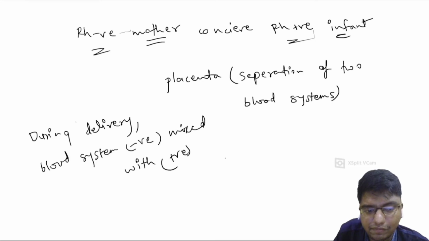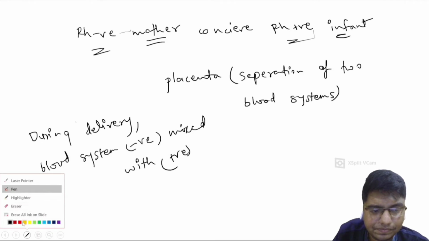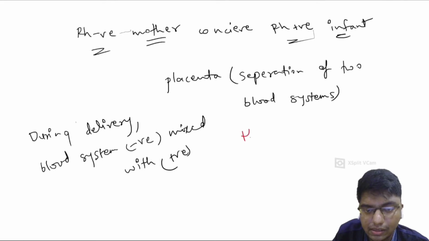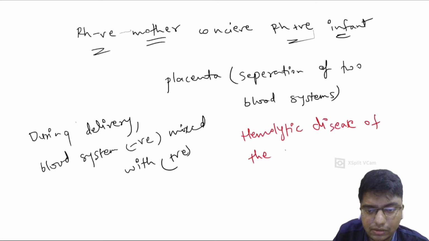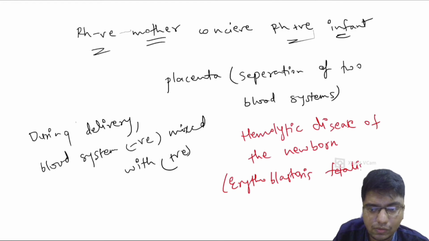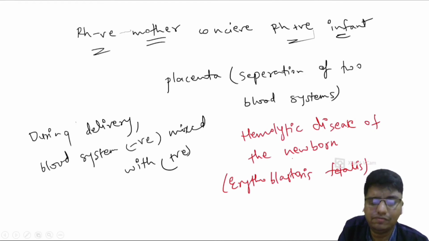One important disease to note here. The name is hemolytic disease of the newborn, also known as erythroblastosis fetalis. Okay, this is a disease. So what happens if the mother's system is mixed with this positive blood? Then the mother's blood system will produce antibodies against it.